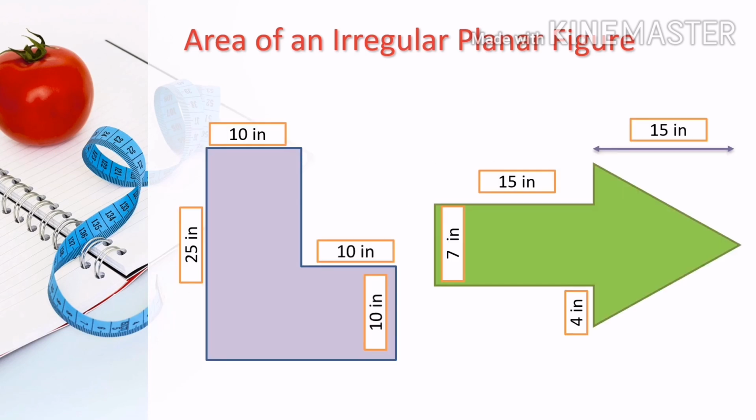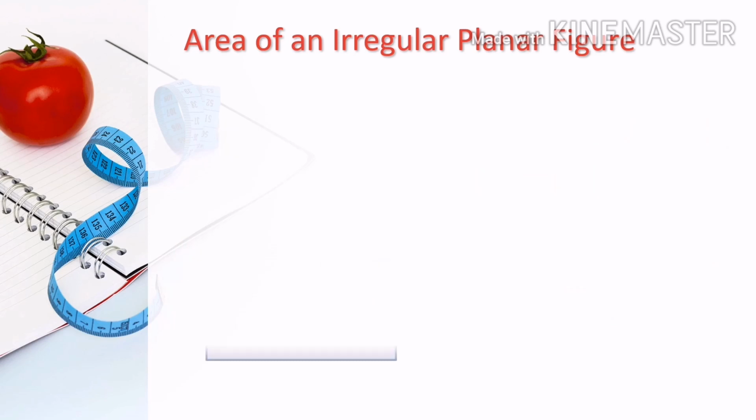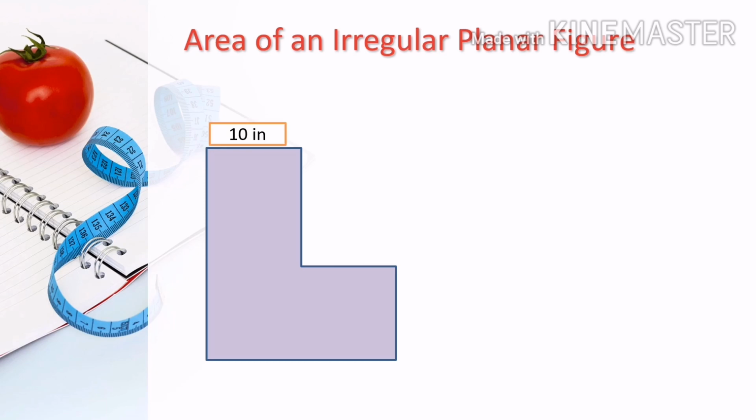Oh, ayan. Pinapahanap sa atin ang area of these two irregular planar figures. Let's have the first one. Ang korte, letter L. Binigyan tayo ng 10 inches sa ibabaw, 25 inches na height. Itong side na to, 10 inches, and this one is 10 inches. So, sa palagay nyo, ilang korte ang mabubuo natin dito? So, we actually have two regular planar figures here. Kung i-divide natin yan, we have a rectangle and a square.